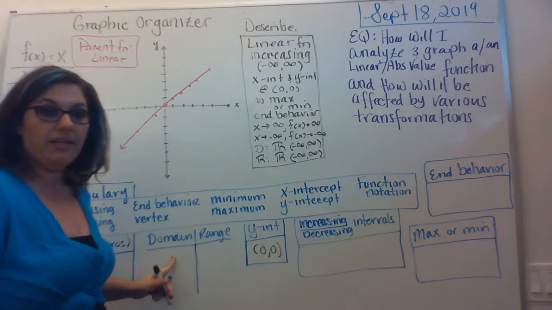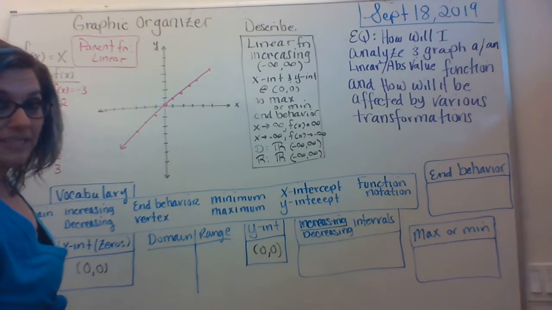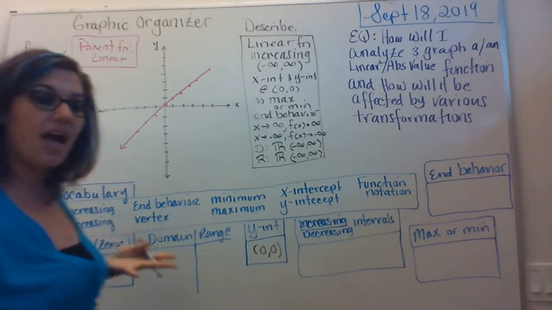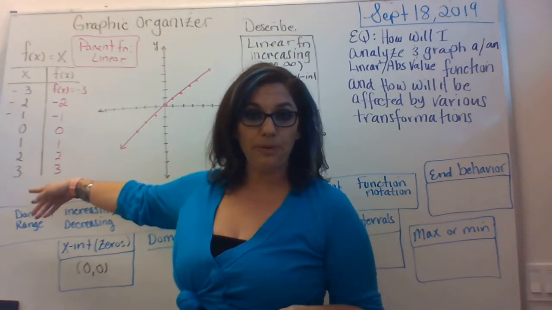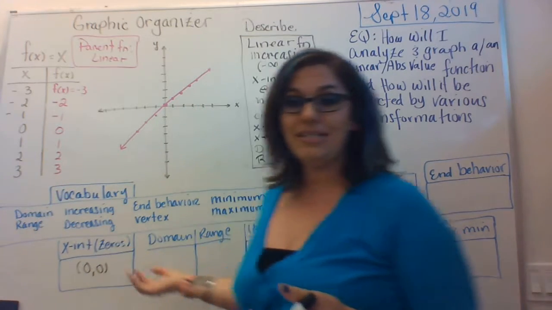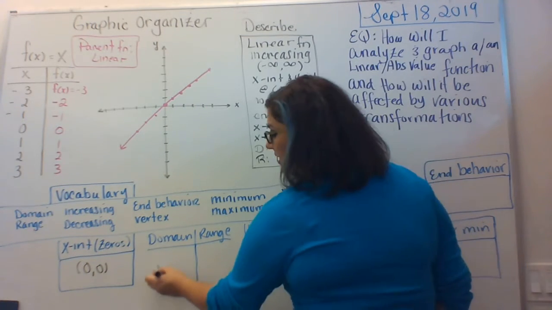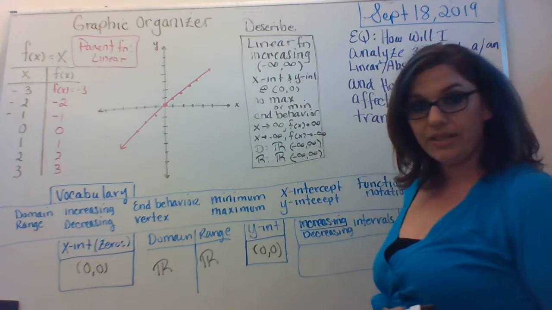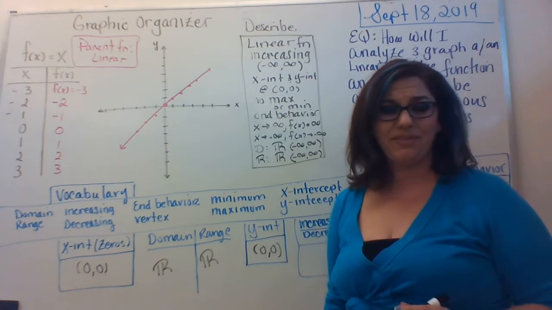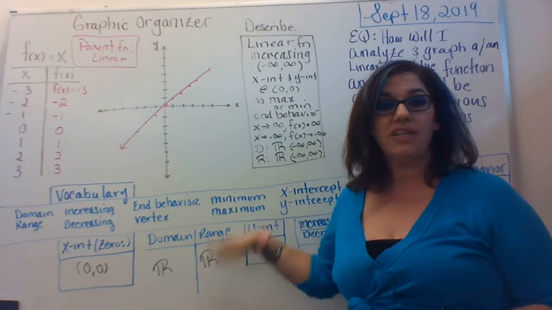My domain. I picked some numbers over here, but that's not going to be every single number. But I could use those. I could just say I have a temporary domain and list that. But we're going to actually say that this is all real numbers, and your range is also all real numbers. So I don't have to list every single decimal. I'm a lazy mathematician and you should be too.